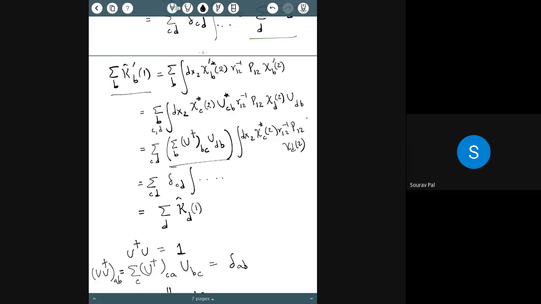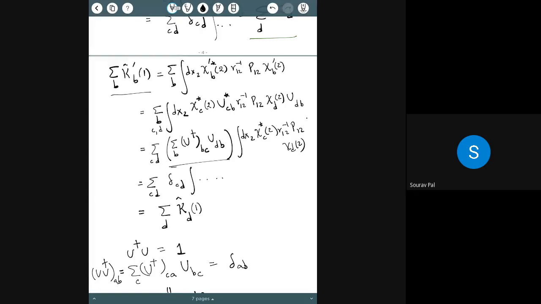That is, C and D become equal. But the reason this is exchange and that is Coulomb is only because of the appearance of the P12 operator. I think that is important to understand. Otherwise, structurally, both will be similar: chi C star 2, R1 2 inverse, P12, chi C 2, after the CD thing. But that is Coulomb and that is exchange because there is a permutation operator.